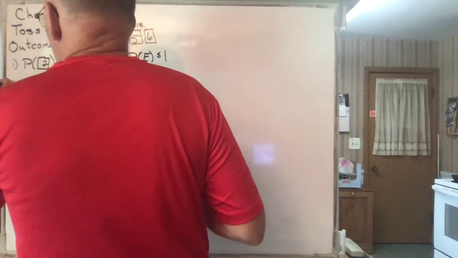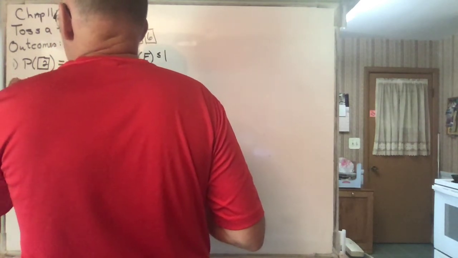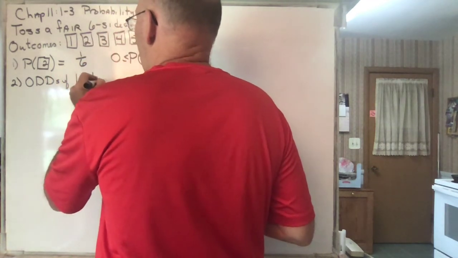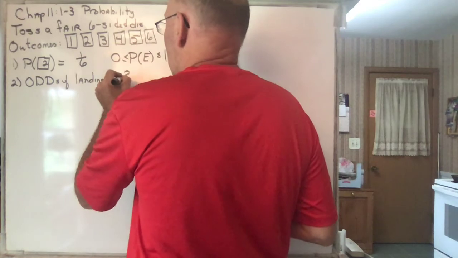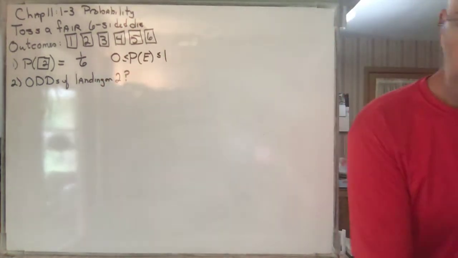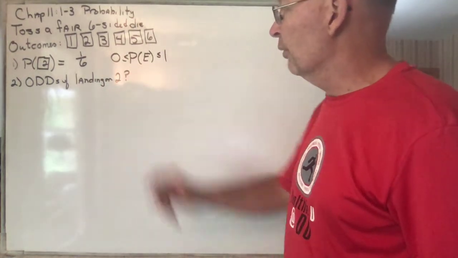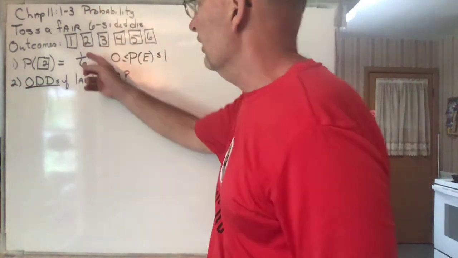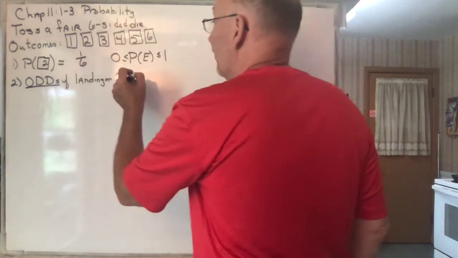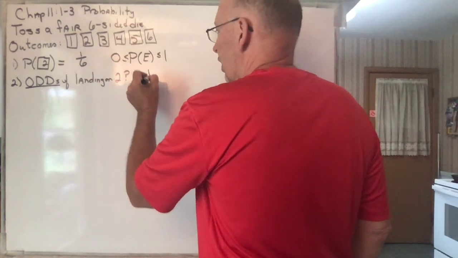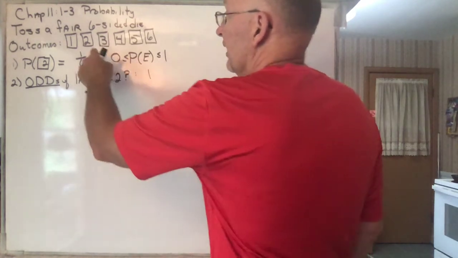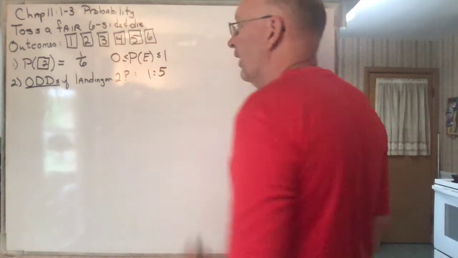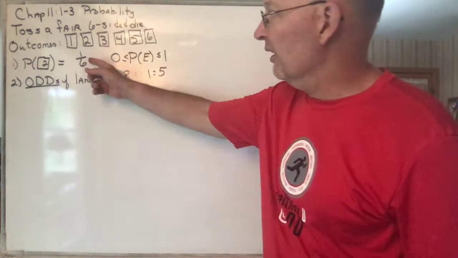Here's another question. What are the odds of landing on 2? What are the odds of getting a 2 when you throw a die? The word odds is slightly different from probability. Probability, it's 1 out of 6. Odds, you say, well, the chances of getting it are 1. The chances of not getting it would be 1, 2, 3, 4, 5. And so the way you write that is to say 1 to 5.